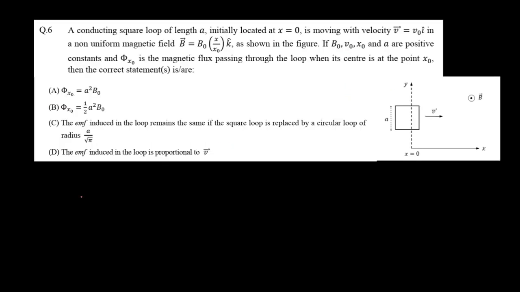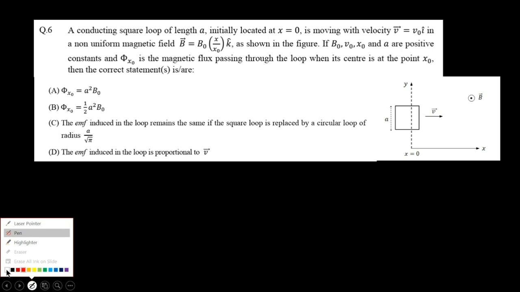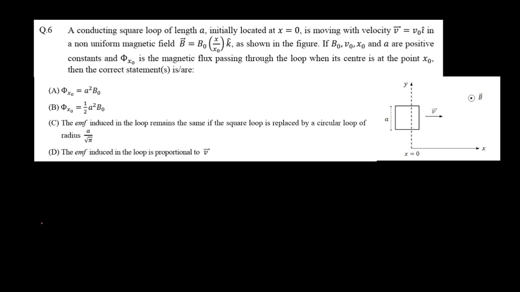So let us go with the next question in section 2. The next question is saying that there is a conducting square loop of side a initially located at x equal to 0 and moving with velocity v naught. So this is the diagram, okay. A non-uniform magnetic field is there. Then B naught, v naught, x naught, same thing as given, and phi x naught will tell you the magnetic flux passing through the loop when its center is at x naught. So read this statement carefully, okay.